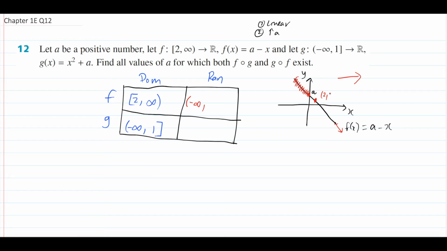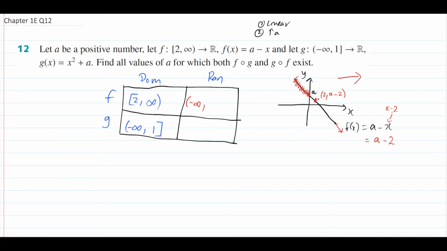If you want to find the y value at 2, all you need to do is sub in over here. So let x equal 2. In that case, my y value would be a minus 2. So this point where it stops would be a minus 2, wherever that is. Maybe it's at the bottom, maybe at the top, it doesn't matter, we're just going to give it an arbitrary value of a minus 2.